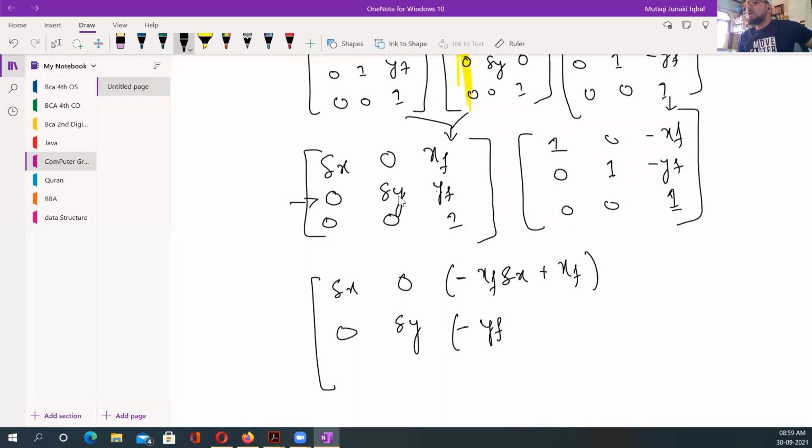Now this will be delta y, minus y_f, that is minus y_f into delta y. And y_f into 1 is y_f, so y_f will be plus. What will be the last? 0 0 1.